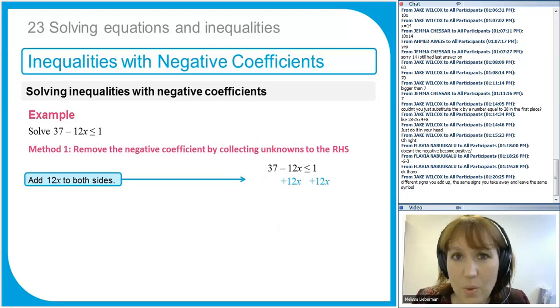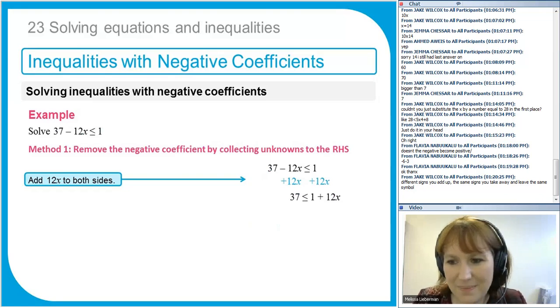If we add 12x to both sides, we get 37 on the left-hand side. 37 is less than or equal to 1 plus 12x, like that. That should be quite easy. We just take away 1 from both sides. Happy with that? This will take a lot of practice.